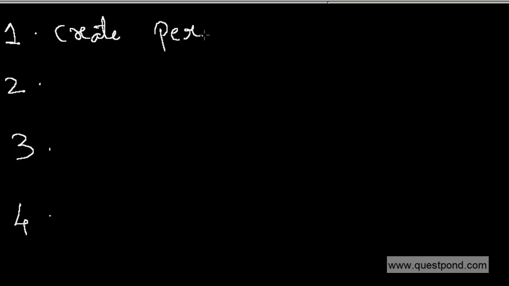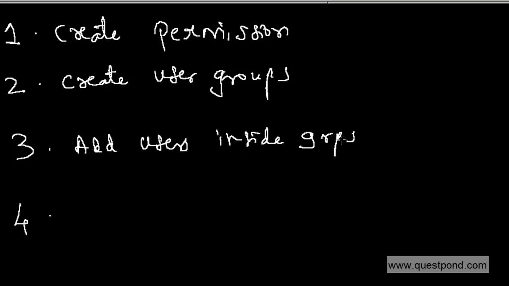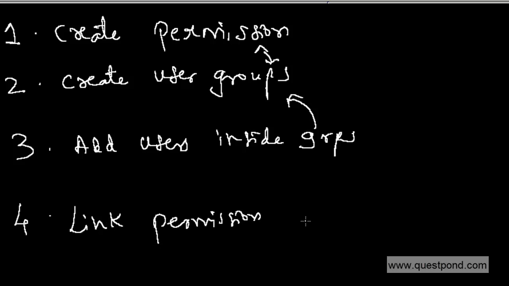In order to easily create permissions in SharePoint, I should be able to do four things. Point number one, I should be able to create permissions, such as view only permissions, edit only permissions, or downloadable permissions. Second, I should be able to create user groups. Third, I should be able to add users inside the user groups I have created. And fourth, I should be able to link permissions with user groups. If I'm able to do these four things using SharePoint, I'm in a better position to do permission management, right?